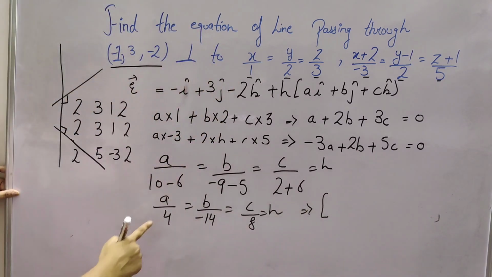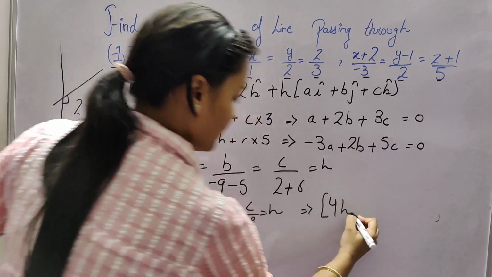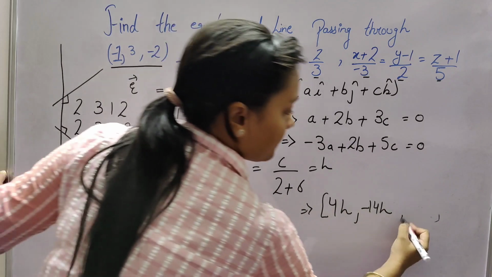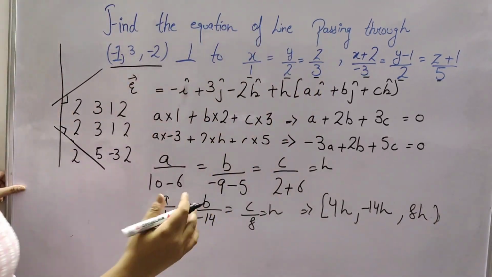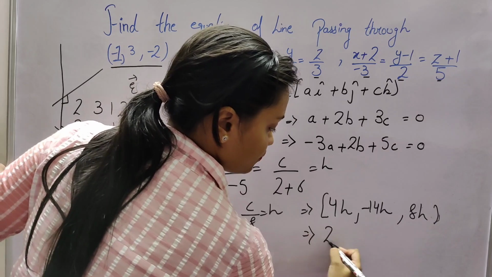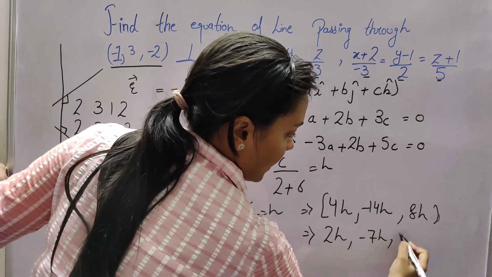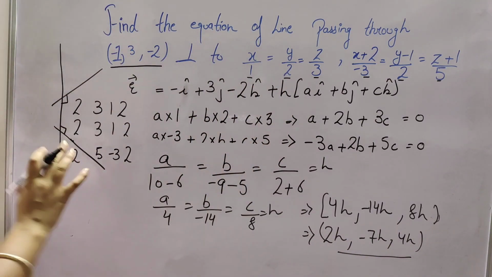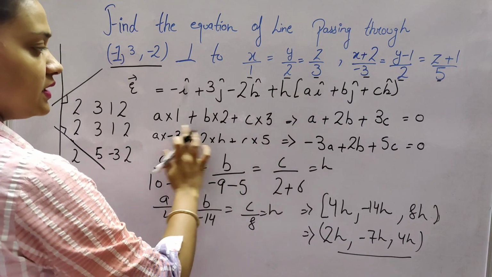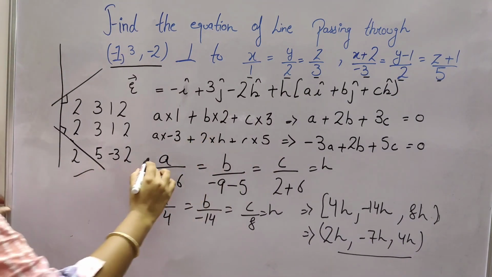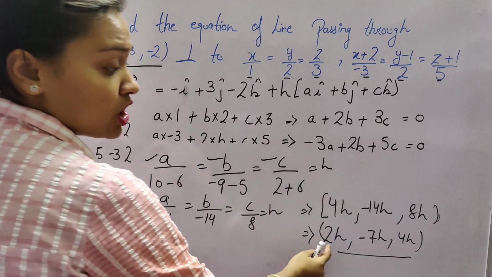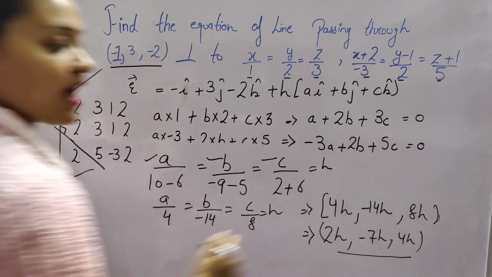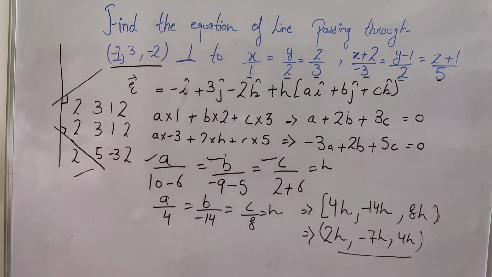So we write 4 alpha, minus 14 alpha, 8 alpha. Students, if we take 2 as common, you get 2 alpha, minus 7 alpha and 4 alpha as the direction ratios of this line. What we have done is take these two equations, use cross multiplication to find the values of A, B and C, which are 2 alpha, minus 7 alpha and 4 alpha, taken as 2, minus 7 and 4. Now we are going to build an equation.